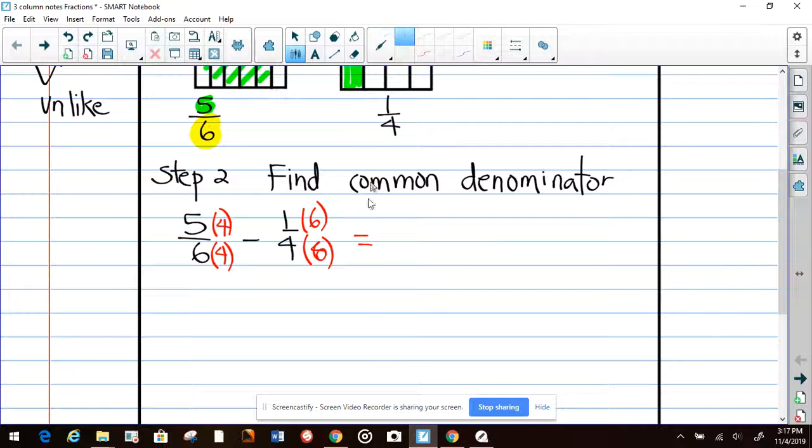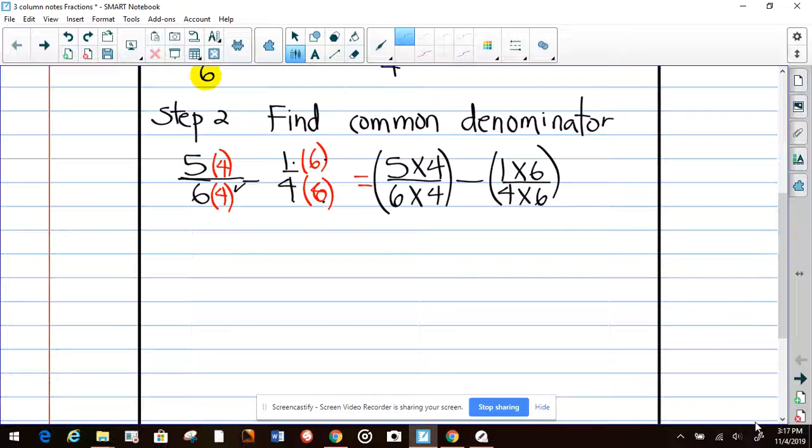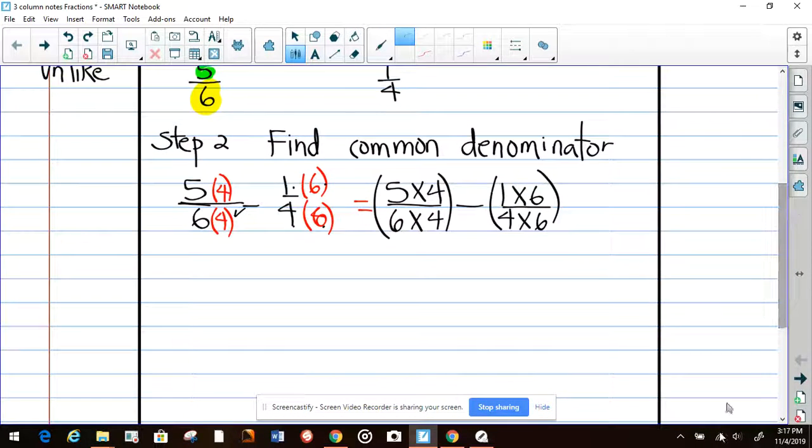I recommend my students write this again in this manner. 5 times 4. So all I'm doing is copying this and rewriting 6 times 4, minus, I'm going to put a parenthesis around this, 1 times 6, and the denominator is 4 times 6. And now we can find the common fractions, the equivalent fractions. Let me write this down.